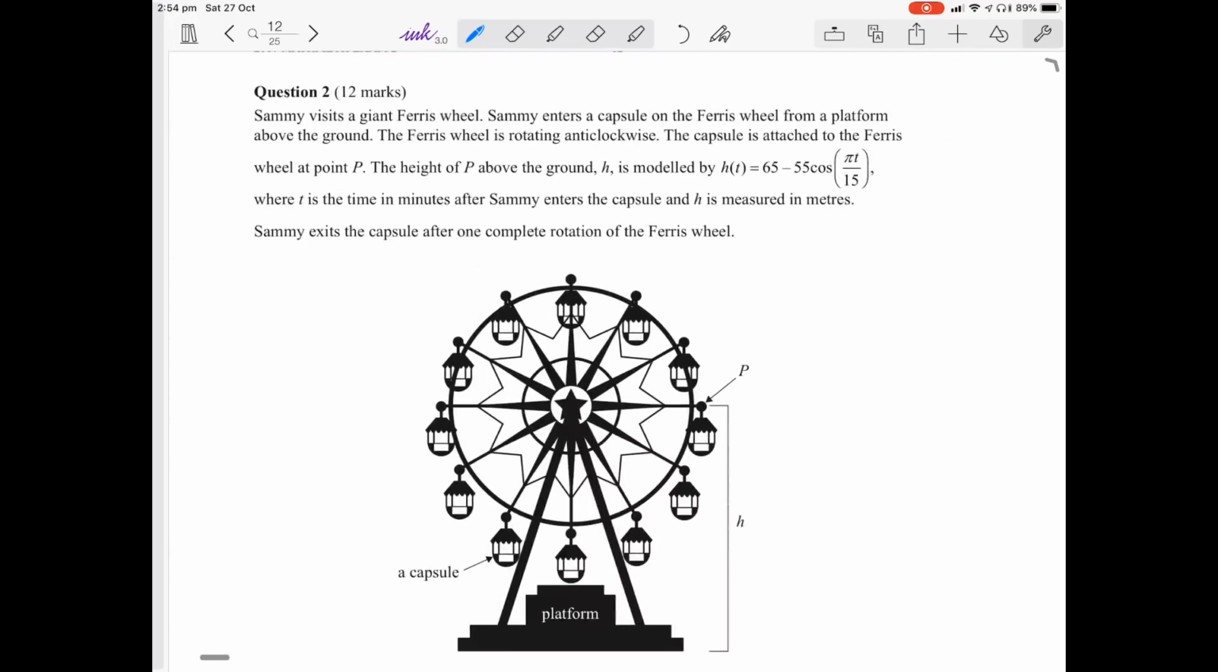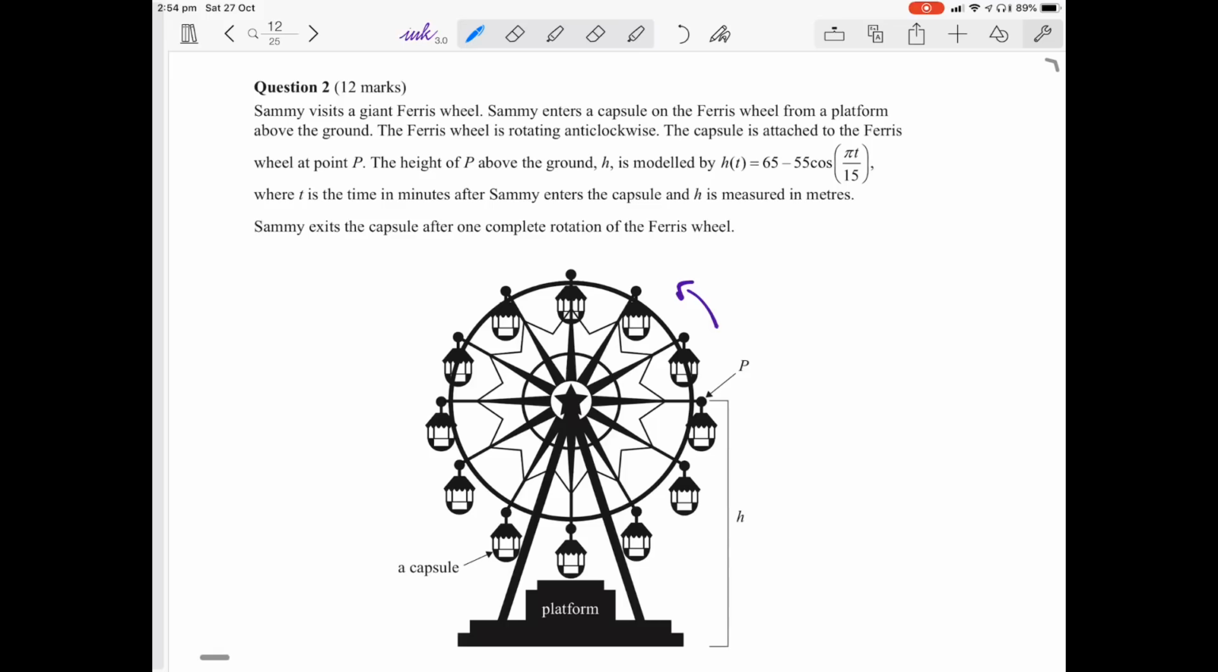Okay. Sammy visits a giant Ferris wheel. Sammy enters a capsule on the Ferris wheel from the platform at the ground. The Ferris wheel is rotating anti-clockwise, which is that way. The capsule is there. His height is modeled by that, where t is the time and h is measured in meters. Sammy exits the capsule after one complete cycle.